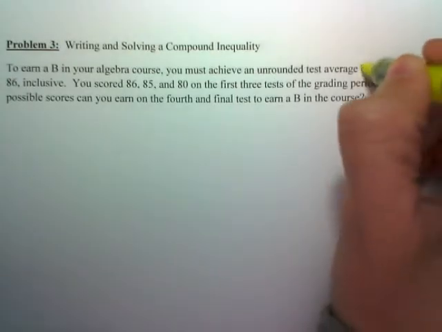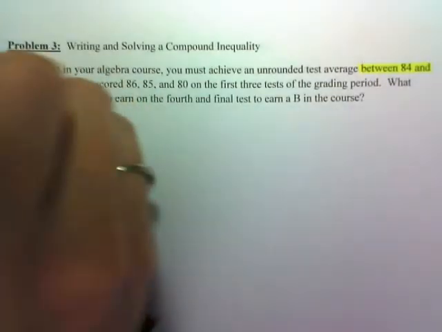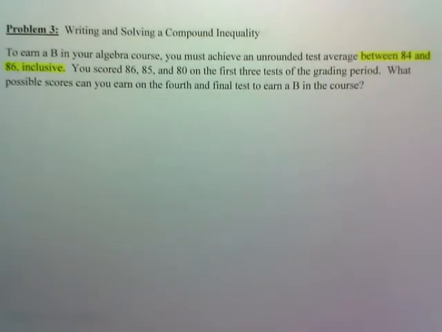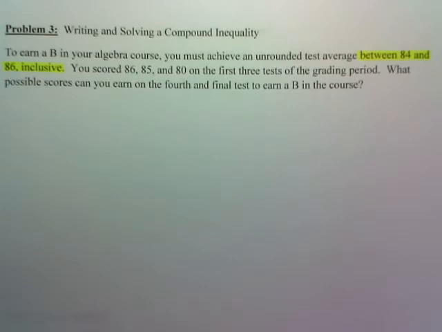To earn a B in your algebra course, you want a B, you must achieve an unrounded, okay, so we're not talking about decimals and stuff here, unrounded test score between 84 and 86, inclusive. All right, so I'm going to highlight that. I know I want it between 84 and 86. And what does inclusive mean? Including. That means that not only do I want something between 84 and 86, like 85, but I could also include 84 and 86. I would be okay with an 84 and 86. So inclusive means you include the 2 endpoints.